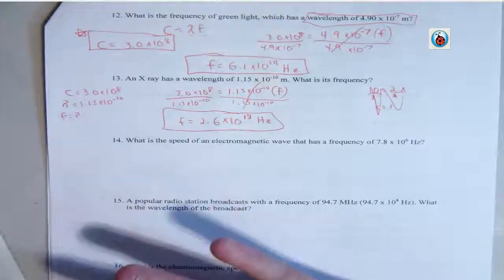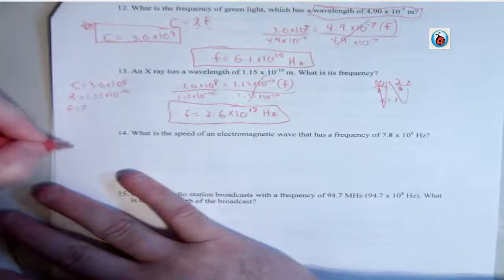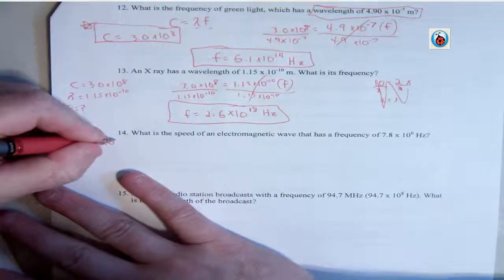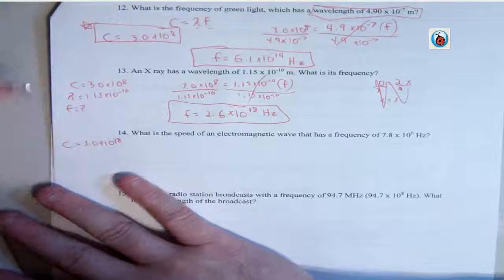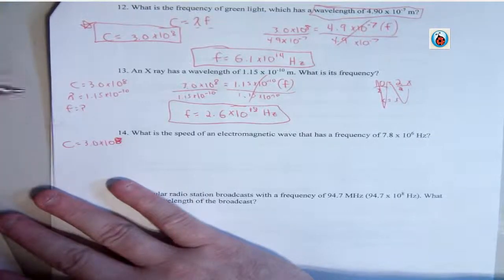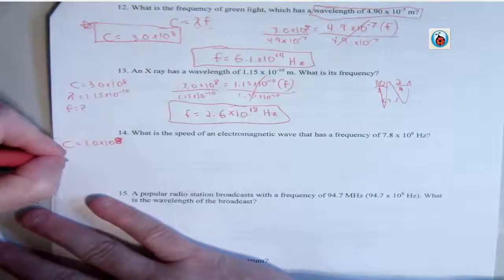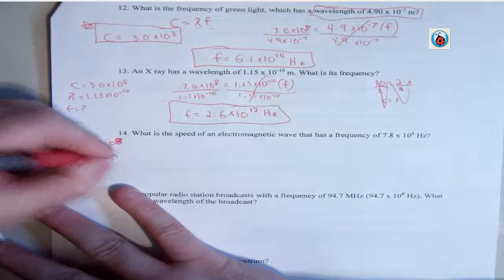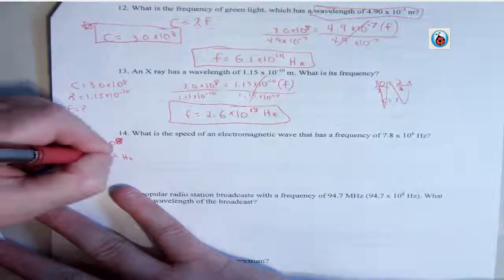Okay, so now they're finally changing it up, right? So again, speed of light equals 3.0 times 10 to the 8th. Sorry, what am I doing? I'm losing my mind. 3.0 times 10 to the 8th. That's the speed of light. Frequency equals 7.8 times 10 to the 6. That's in hertz. Easy.